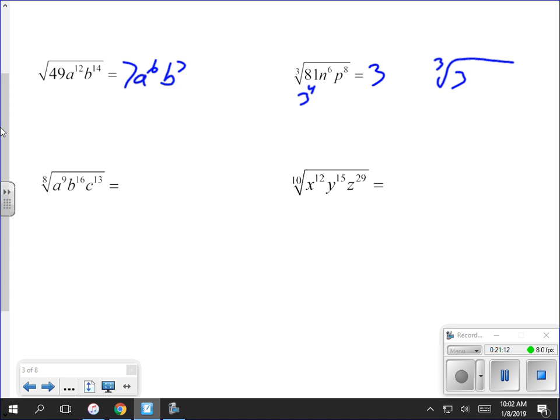N to the 6. 6 divided by 3 is 2, so I pull out an n squared, with nothing left behind because it goes in evenly. 8 divided by 3 is 2 with a remainder of 2. So that means I have p squared outside and p squared inside.